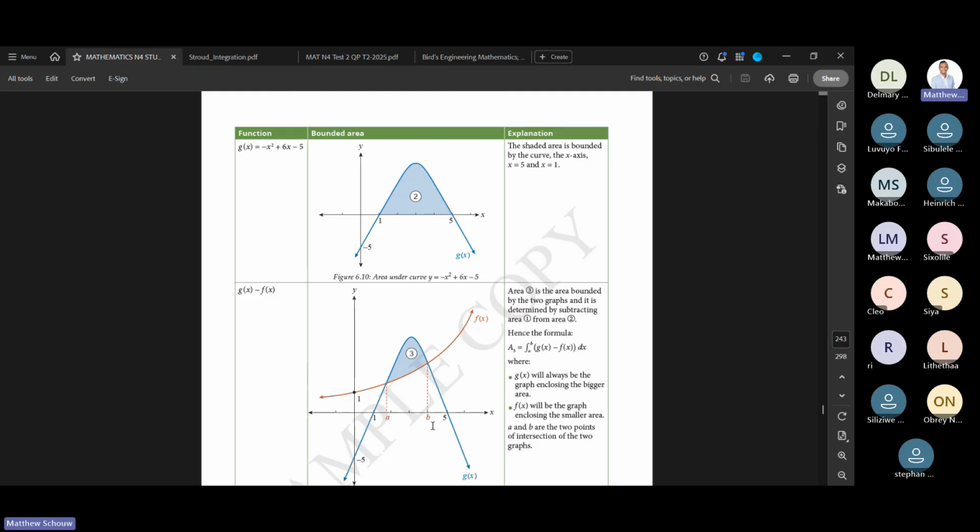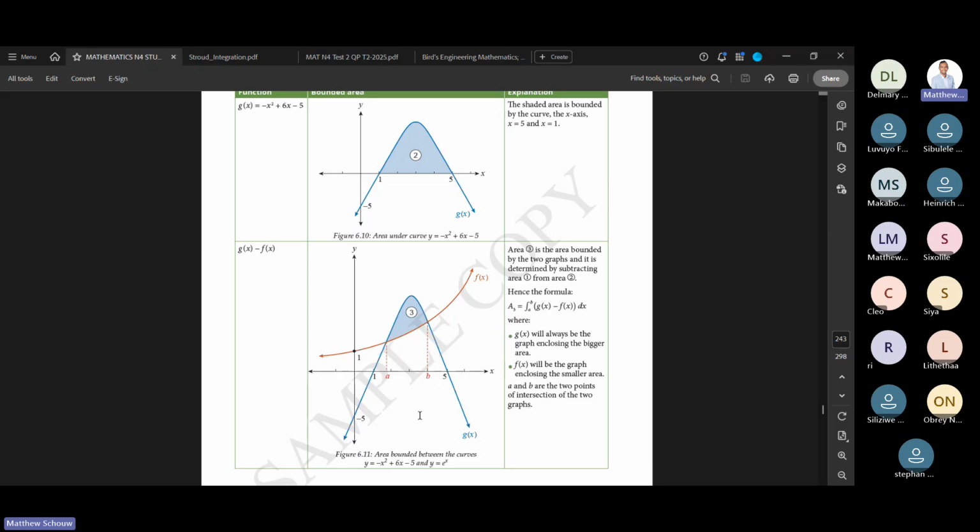So that AB is a limit. That's a point of intersection. So with your functions, you have to make them equal to each other to solve for the exact x values. What's key and important, and I'll say it twice: when you integrate, you must always say the top graph minus the bottom graph. I'll say that again: the top graph minus the bottom graph.